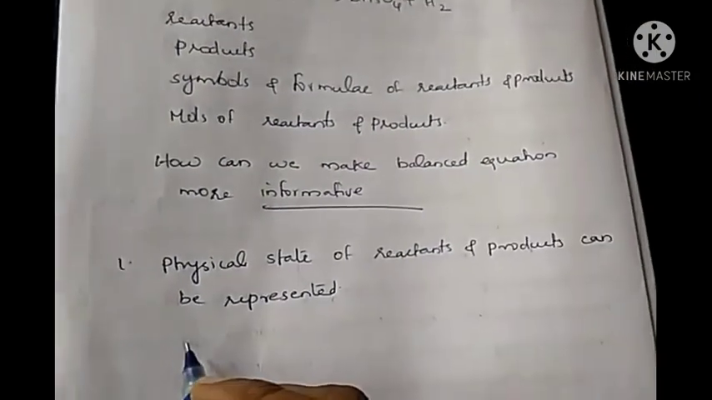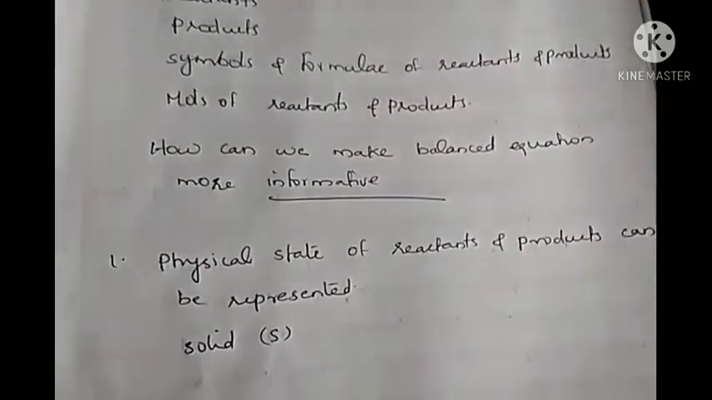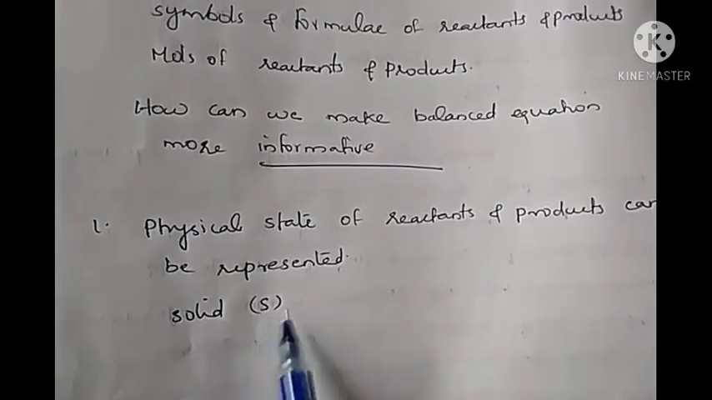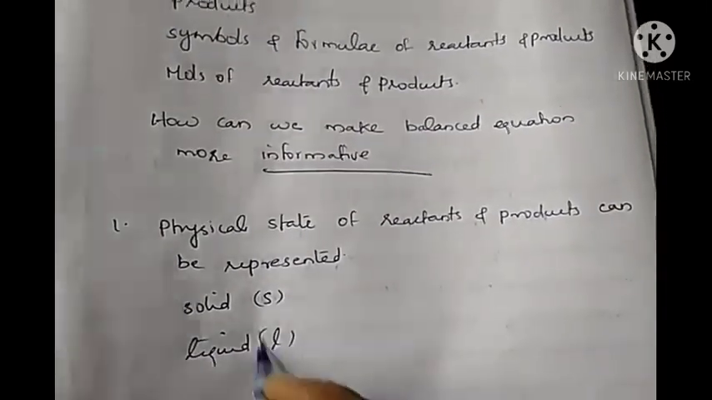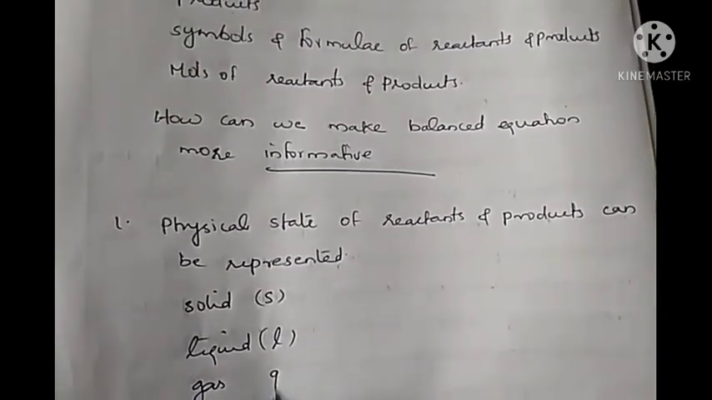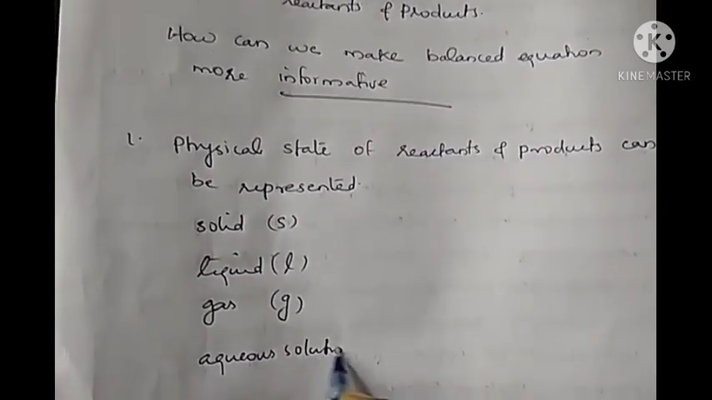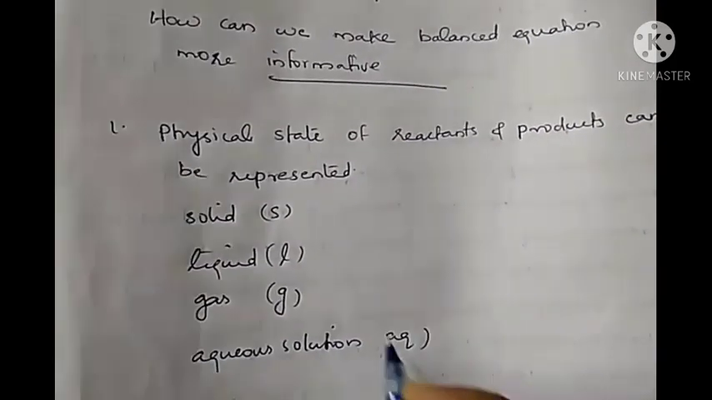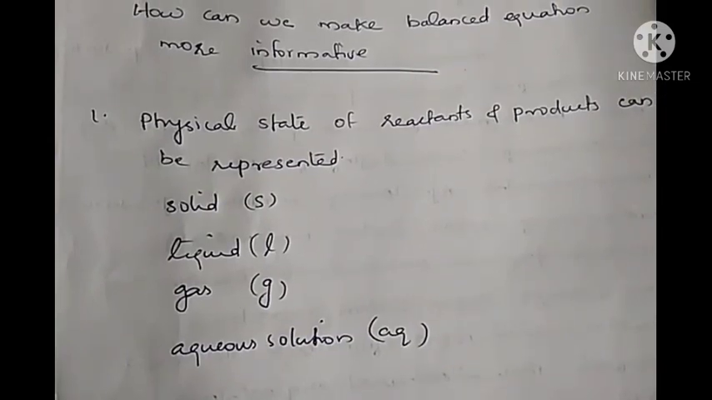If it is solid, we are using the letter S and putting it in brackets. Like that, if it is liquid, we write L, and for gas we write G, and if a solution in water is used in the chemical reaction, that is known as an aqueous solution. Solution in water is known as aqueous solution, and that is represented by AQ. Okay, so these are the short forms we use to represent the physical state of the reactants and products.